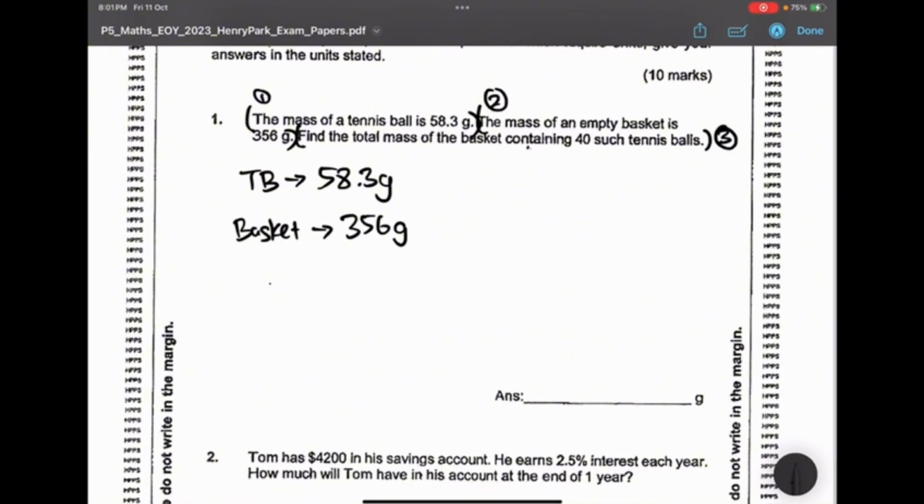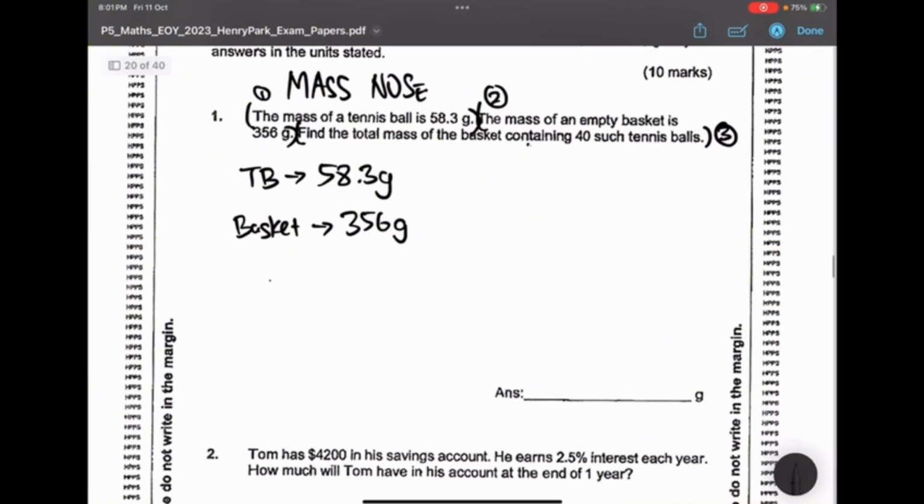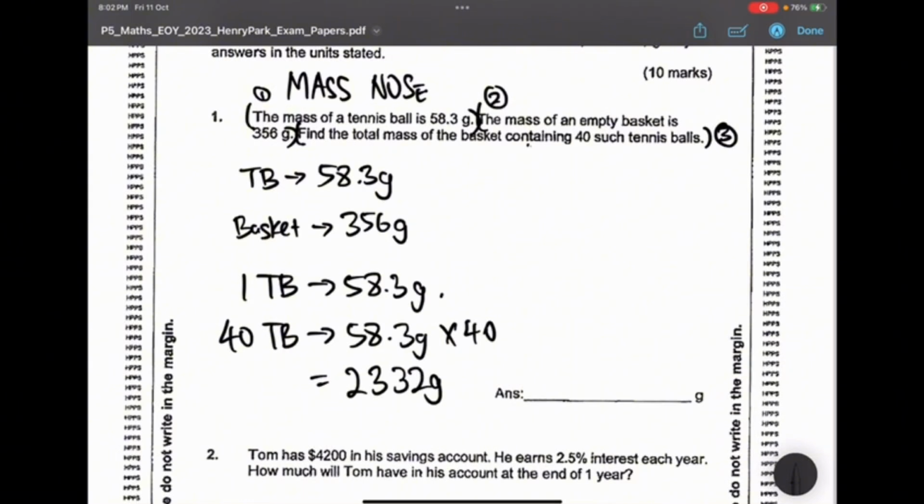Alright, let's look at sentence number 3, the main question. Find the total mass of the basket containing 40 such tennis balls. Looking at this, I know that I am dealing with a mass topic with a number of sets concept. So if one tennis ball equals 58.3 grams, what does 40 tennis balls equate to? That would be 58.3 grams multiplied by 40, and that would simply give me 2,332 grams.